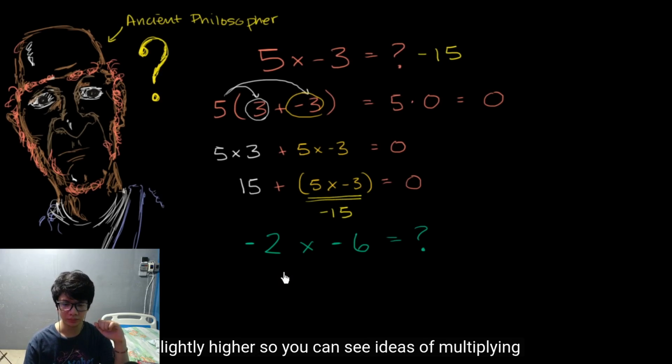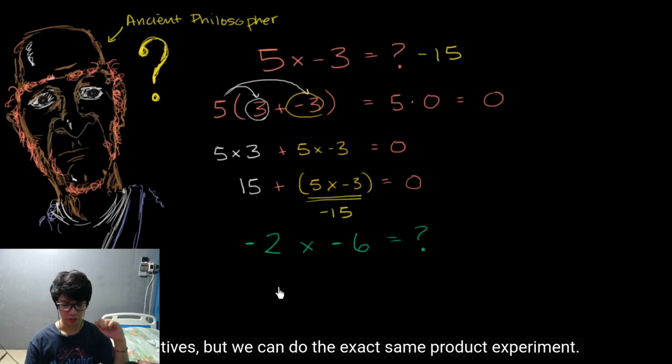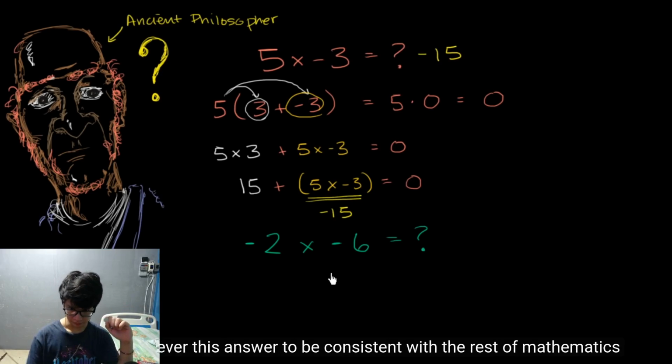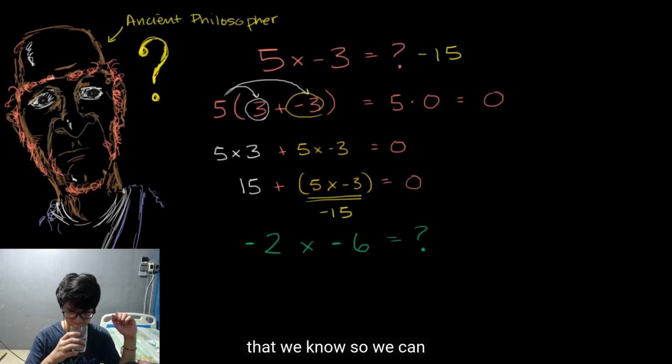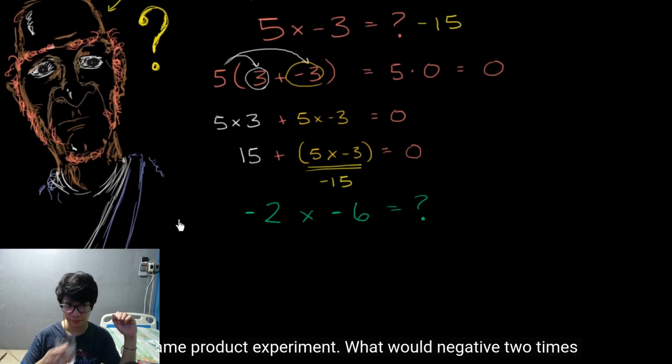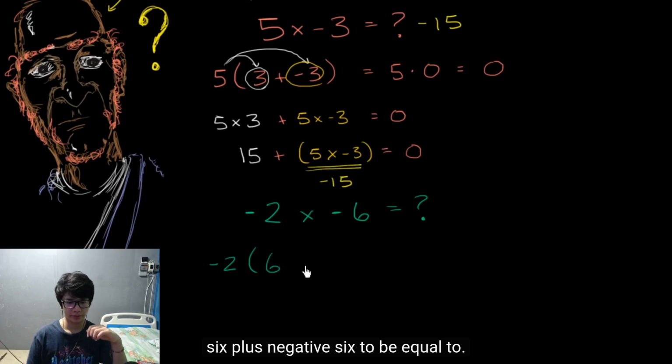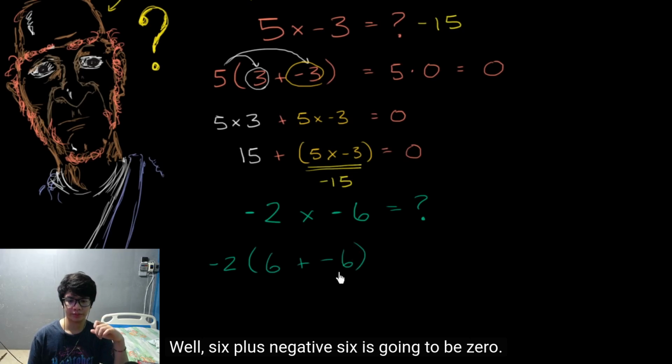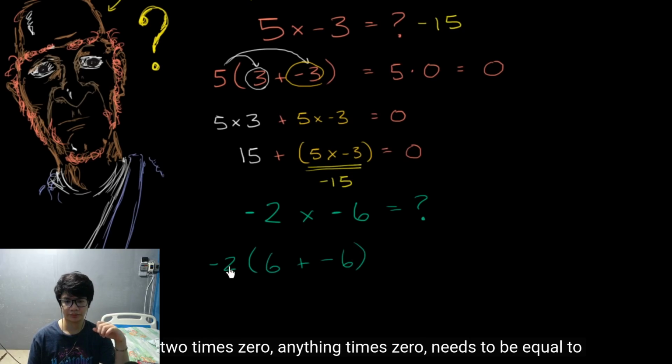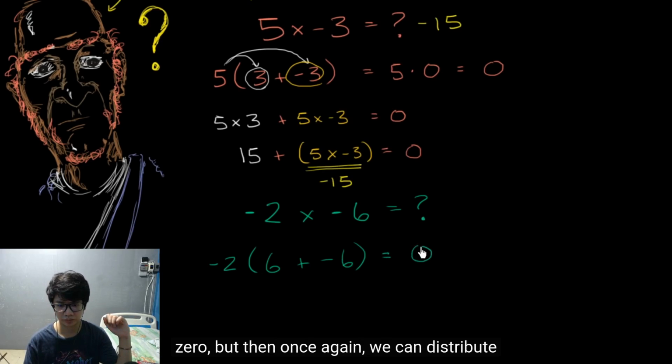Now, a slightly harder to conceive idea is multiplying two negatives. But we can do the exact same thought experiment. We want whatever this answer is to be consistent with the rest of mathematics that we know. So what would negative 2 times 6 plus negative 6 be equal to? Well, 6 plus negative 6 is going to be 0. Negative 2 times 0, anything times 0, needs to be equal to 0.